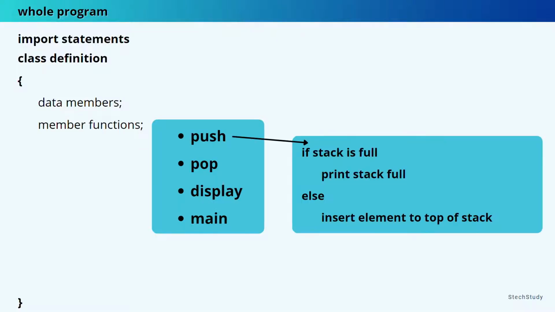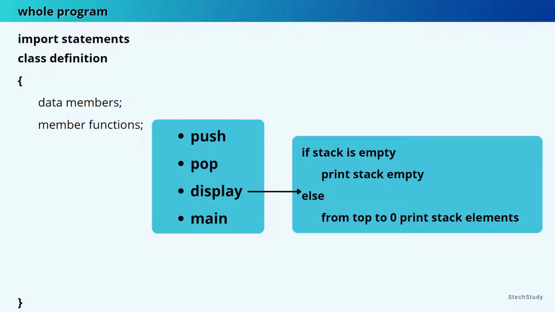Here in the push function, check if the stack is full before inserting the element to the stack. If the stack is full, it prints a message. Else, the element is inserted into the top of the stack. Next, the pop function. Check whether the stack is empty. If so, it prints a message. Else it will pop an element from the top of the stack and return it.